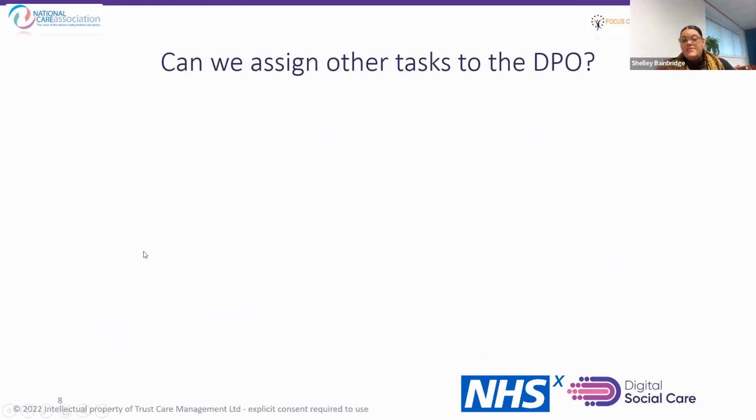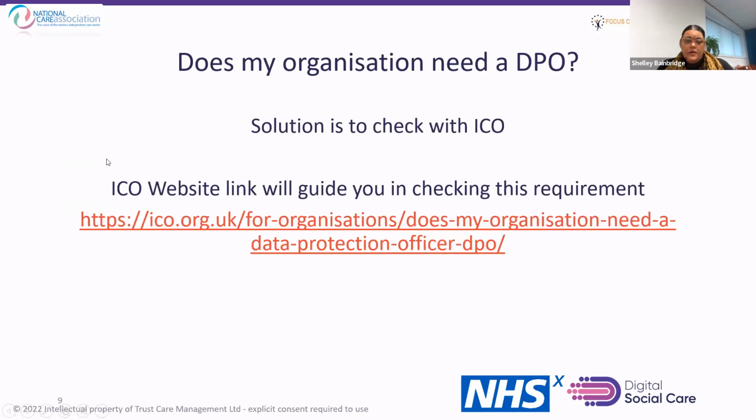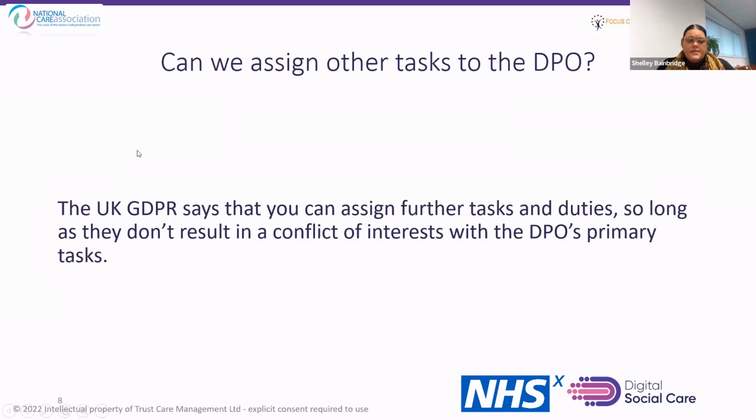So can we assign other tasks to a DPO, or is it a sole job within your organisation? The UK GDPR says that you can assign further tasks and duties, so long as they don't result in a conflict of interest with the DPO's primary tasks.